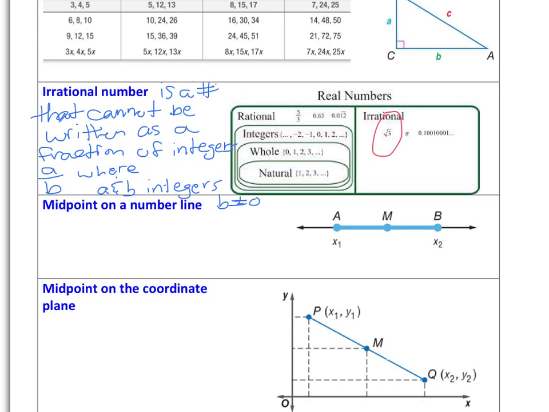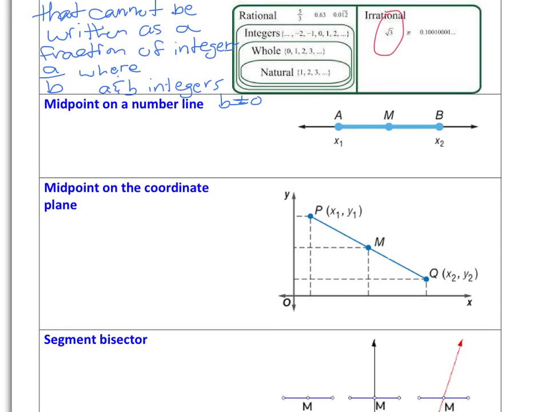Okay, switching gears now, midpoint on a number line. Midpoint is the middle point. So we talked about segments previously, and we talked about a point being in between two others. That has a specific meaning, that it's collinear and that it's somewhere in between them, but not necessarily the middle. Midpoint is the name that we call the quantitative middle.